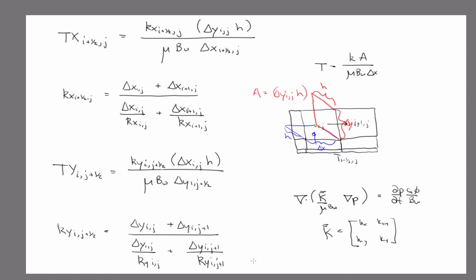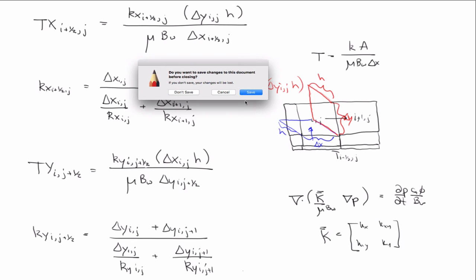So then, if your reservoir is homogeneous, isotropic, and uniform, what I mean by uniform is the grid blocks are square, that is delta y equals delta x. In that case, all of the interblock transmissibilities equal each other.